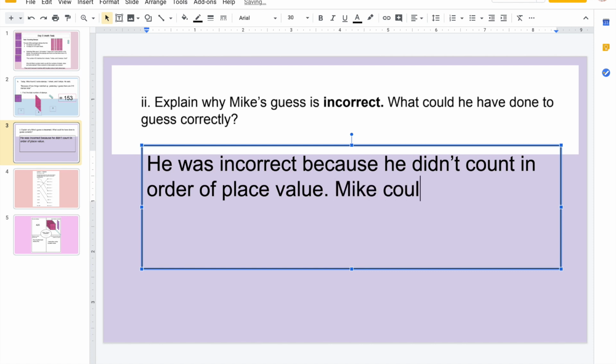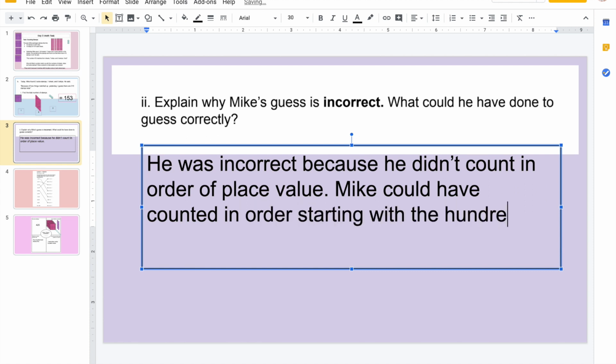Mike could have counted in order, starting with the hundreds. And right there, that is the answer. Mike should have lined them up by place value, understanding that he counted the hundreds first, then moving on to the tens, and then finally moving on to the ones. And that would have given Mike the correct answer.